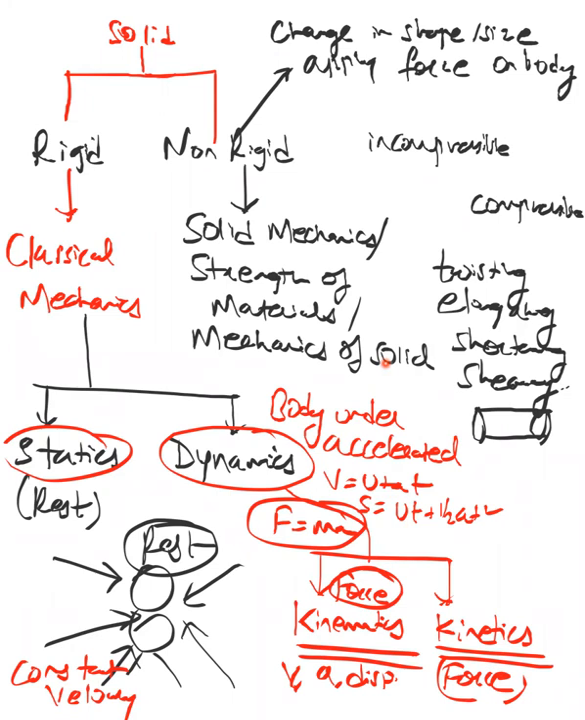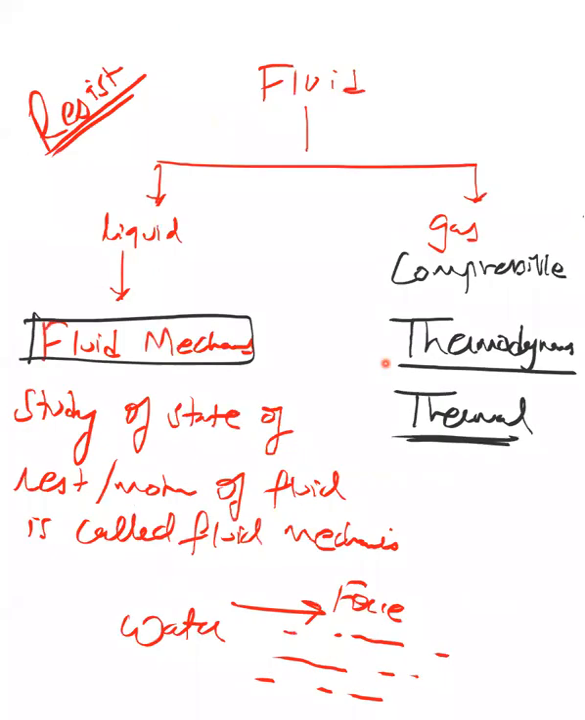Now coming to the next category. As I told you, twisting, elongating, these kinds of things are studied under solid mechanics. And then comes your fluid part. Fluids are classified into liquid and gas. Liquid is incompressible, gas is compressible. Incompressible means when you apply force, it will not change its volume. I'll explain what incompressibility and compressibility are, leave it. But what is the difference between liquid and gas? You know the difference between liquid and gas.